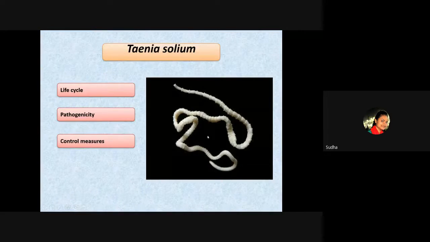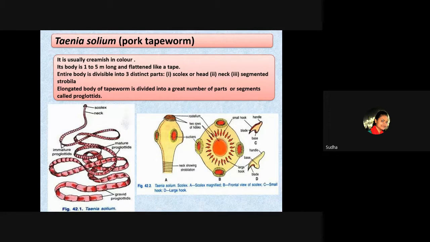Now there are two topics that you have to learn about. First is the life cycle, pathogenesis and control measures of Taenia solium, and second is Fasciola hepatica. We will very briefly discuss this. I'll just tell you about the life cycle and then the pathogenesis and control measures of this parasite. First take Taenia solium, whose common name is pork tapeworm.